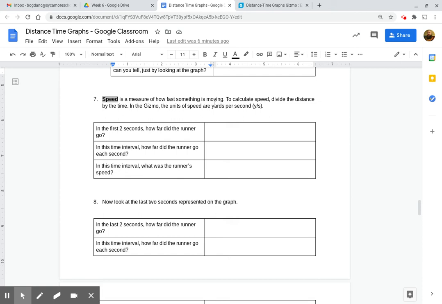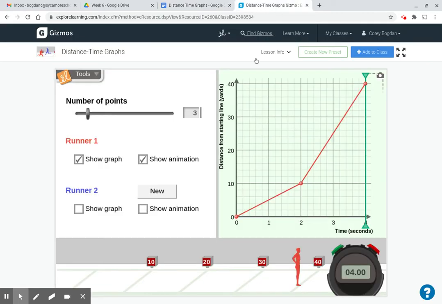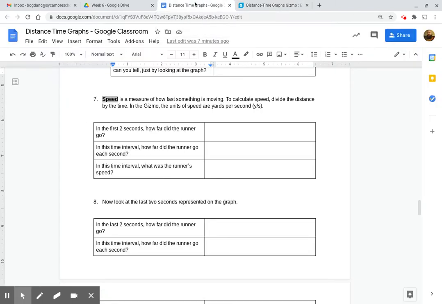Speed is a measure of how fast something is moving. To calculate speed, divide the distance by the time. In the gizmo, the units of speed are in yards per second, so y/s. So in the first 2 seconds, how far did the runner go? Well, in the first 2 seconds, they went from the 0 yard line to the 10 yard line. So they went 10 yards. So we're going to make sure that our unit is just yards. They just want to know distance. How far did they go?